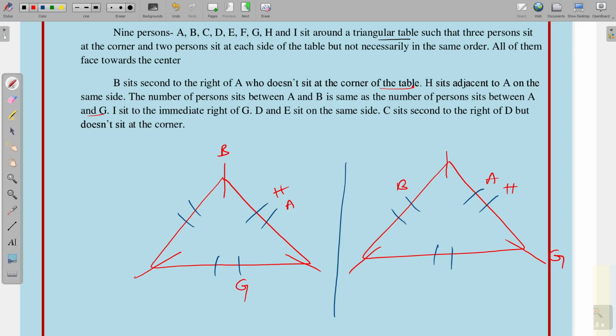Next, I sits to the immediate right of G. So, I is the immediate right of G. Here we do not have a place to fix I. This possibility is not required. And next, D and E sit on the same side.